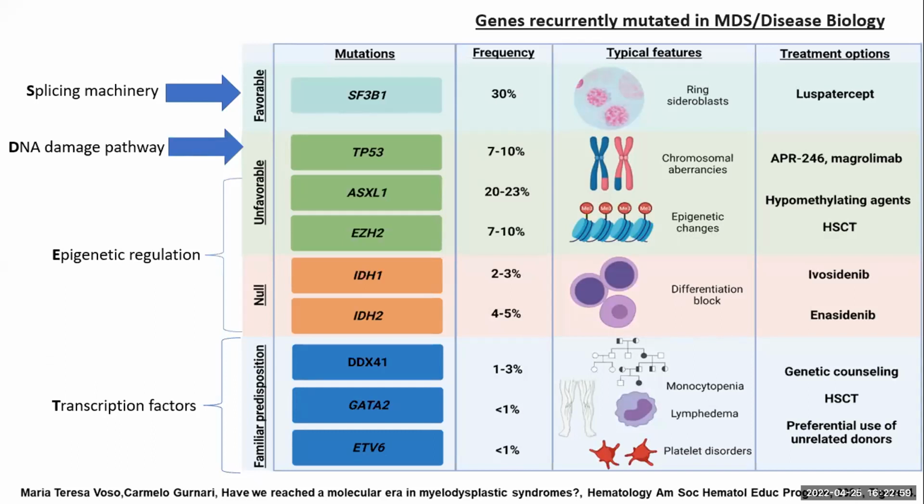And then in terms of epigenetic regulation, there are mutations like EZH2, there is IDH1 and IDH2 that we see as well in acute myeloid leukemia, but these occur at a lesser frequency in MDS. The treatment options include ivosidenib and enasidenib respectively, but just to note at this point that these drugs are currently not approved in MDS, so their use will be off-label.